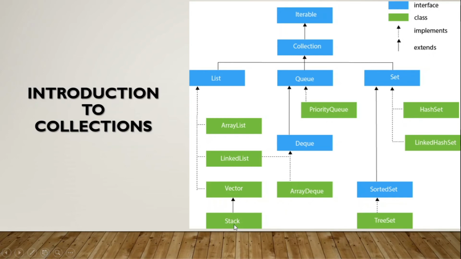So you can see we have a stack, we have vectors, we have linked list, we have array list, we have queues, we have priority queues, we have array queues, we have tree sets, we have sorted sets, linked hash sets, and we've got sets, queues, lists. All belong to collections, and this is the relationship between them. Now, everything you see in this graph is done and implemented using generic classes and generic interfaces.